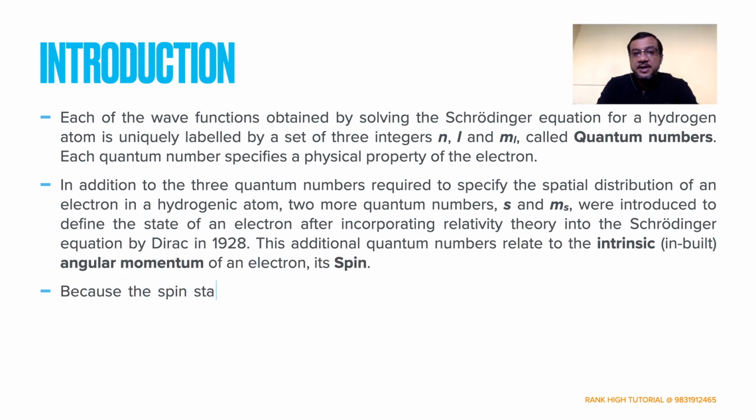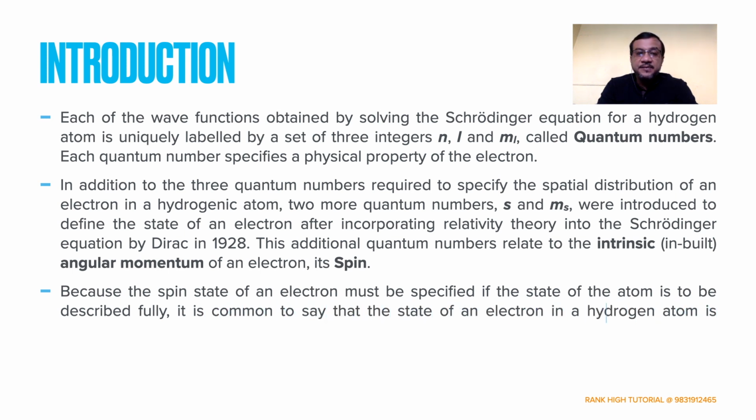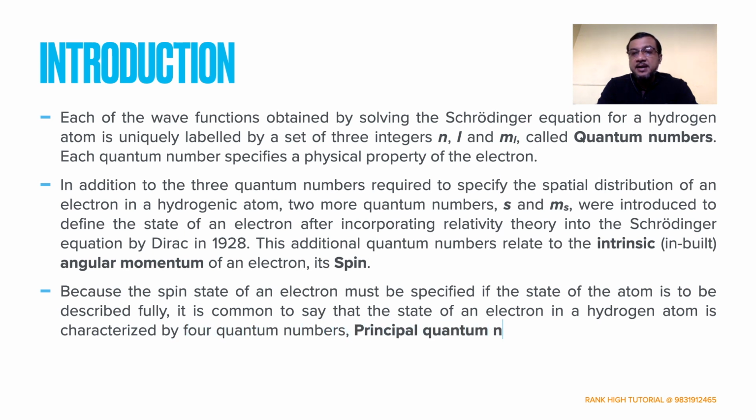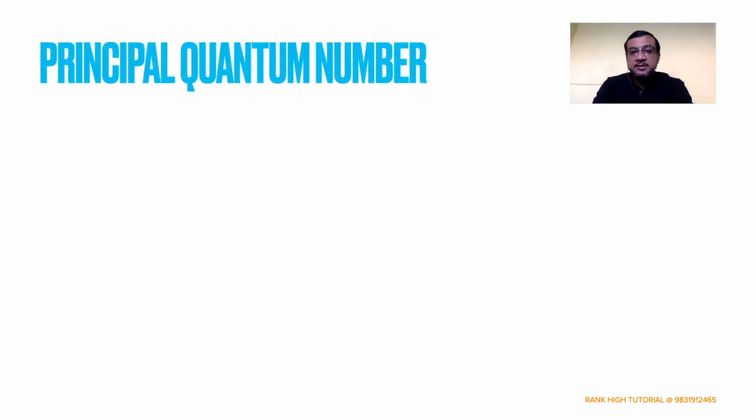Because the spin state of an electron must be specified if the state of the atom is to be described fully, it is common to say that the state of an electron in a hydrogen atom is characterized by four quantum numbers: principal quantum number, that is n, azimuthal quantum number l, magnetic quantum number ml, and spin magnetic quantum number, that is ms. We will discuss the principal quantum number first.